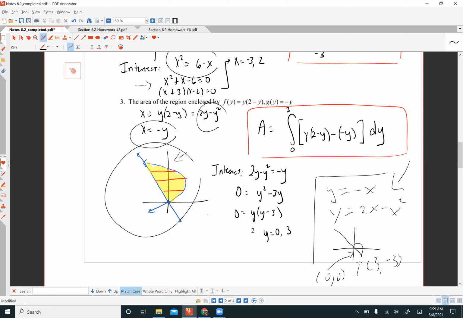And again, we have to find out where those curves intersect to get the limits of integration. It turns out we solve 2y minus y squared equals minus y. Once again, we get this quadratic equation, y squared minus 3y equals 0. So the points of intersection are y equals 0 right here, and y equals 3.